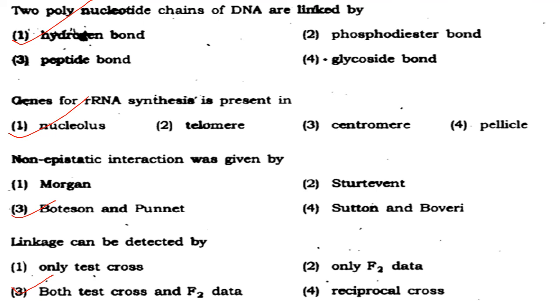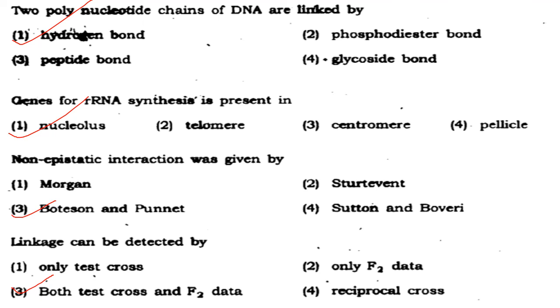The 2 polynucleotide chains of DNA are linked by option 1, hydrogen bond; 2, phosphodiester bond; 3, peptide bond; 4, glycoside bond. Answer is option 1, hydrogen bond. Next one. Genes for RNA synthesis are present in option 1, nucleolus; 2, telomere; 3, centromere; 4, pellicle. Answer is option 1, nucleolus.